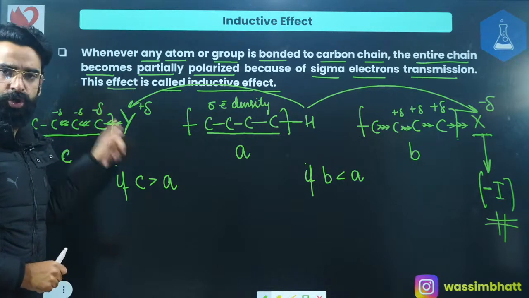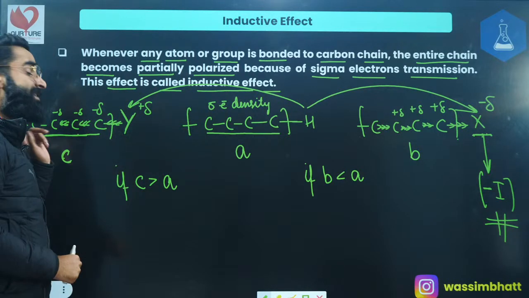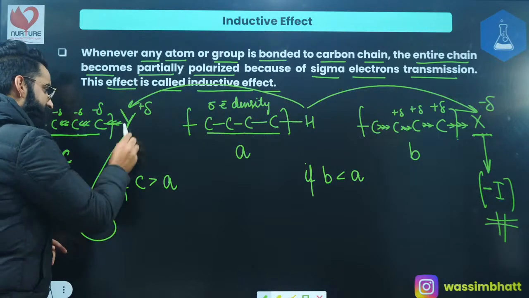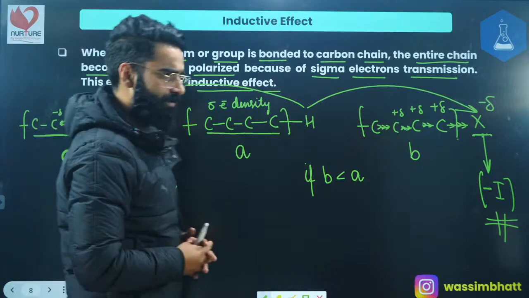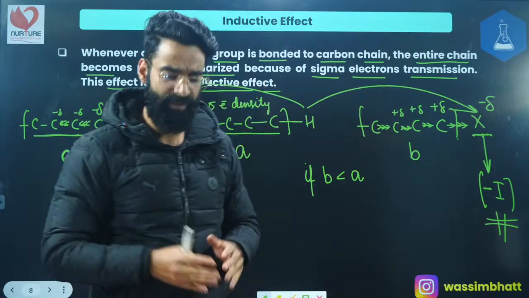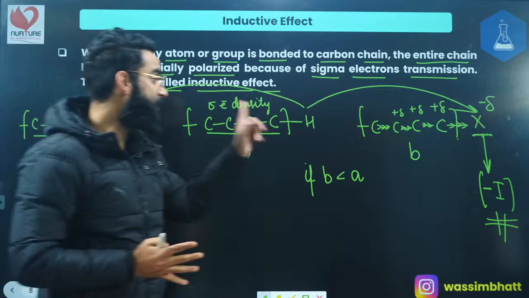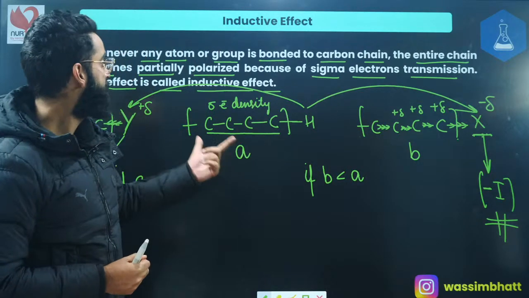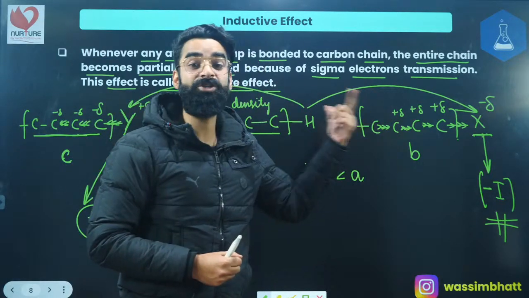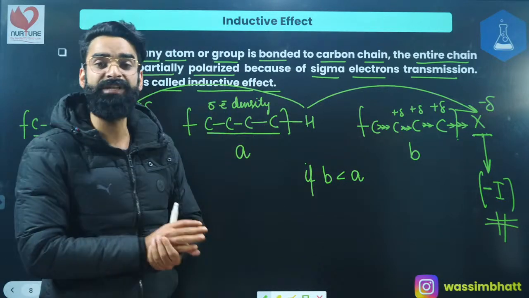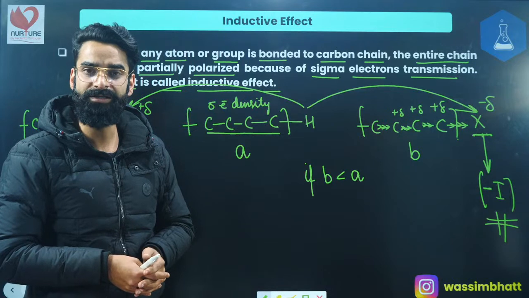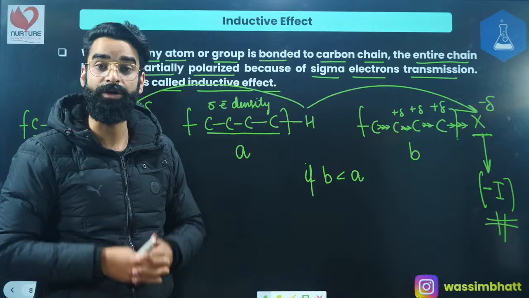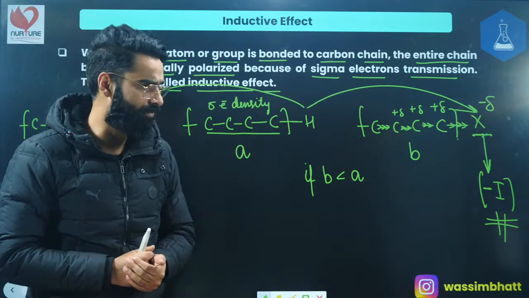And any atom or group which increases the sigma electron density in the chain, we say that atom or group shows plus I effect. So this group or atom is showing the plus I effect, right? Perfect. So in short, when hydrogen is replaced by an atom or group of atoms, the carbon chain becomes partially polarized. And due to the inducement of this partial polar character in the chain by the presence of an atom or a group of atoms, we call this effect the inductive effect.